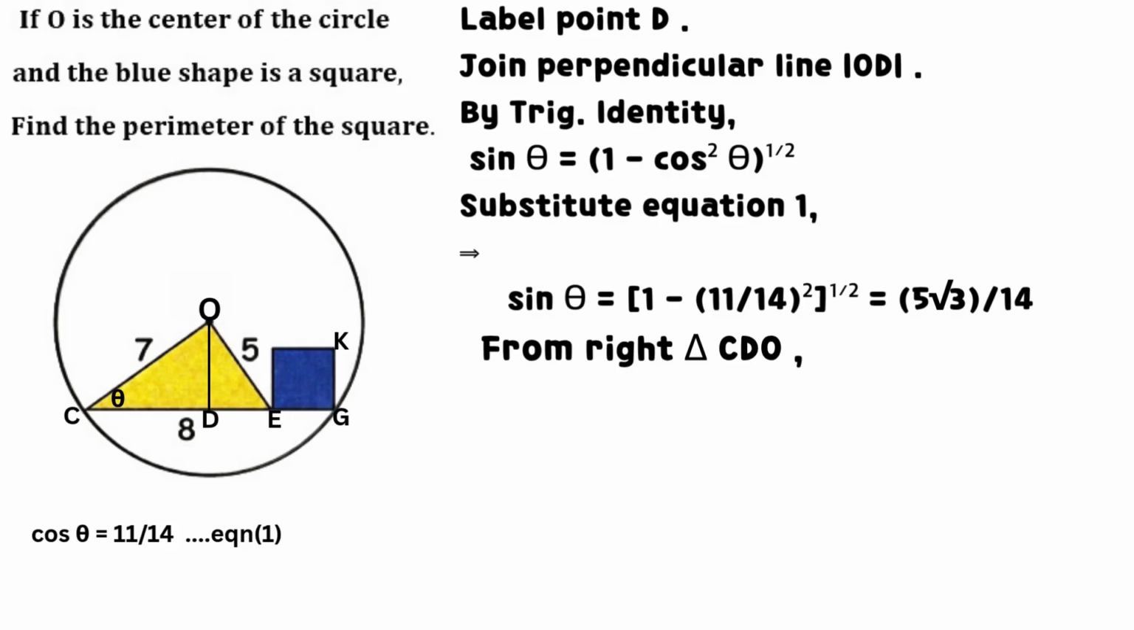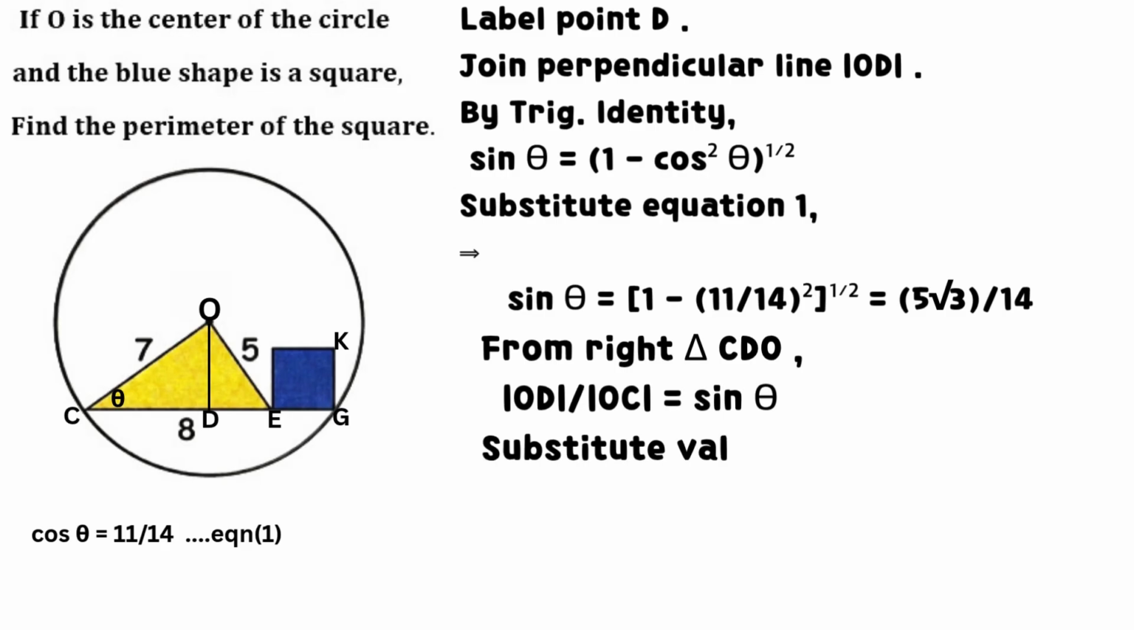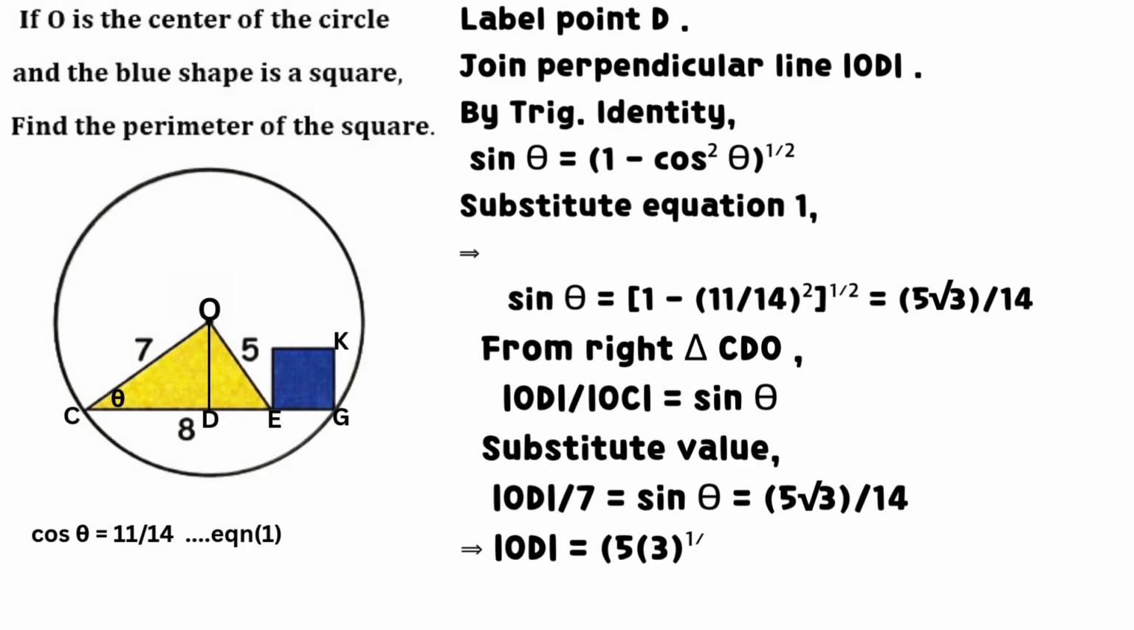From right triangle CDO, line OD divided by line OC equals sine theta. Substitute values. Line OD divided by 7 equals sine theta, which equals 5 times the square root of 3, all divided by 14. Substitute values. The length of line OD simplifies to half of 5 times the square root of 3.